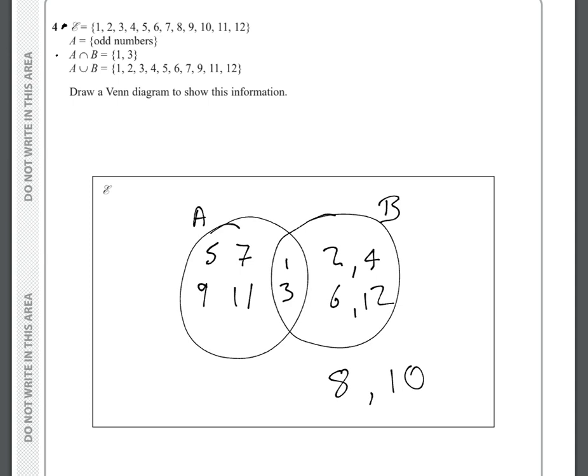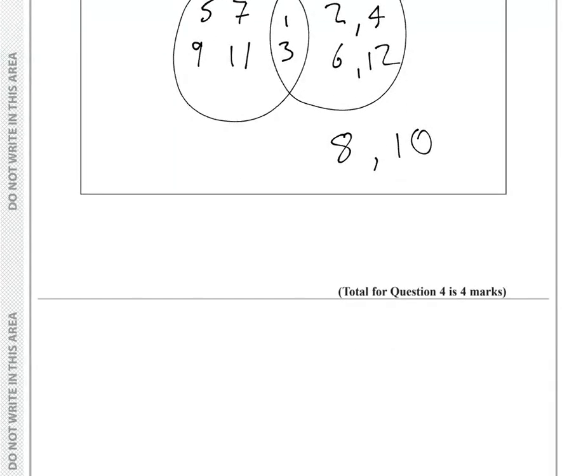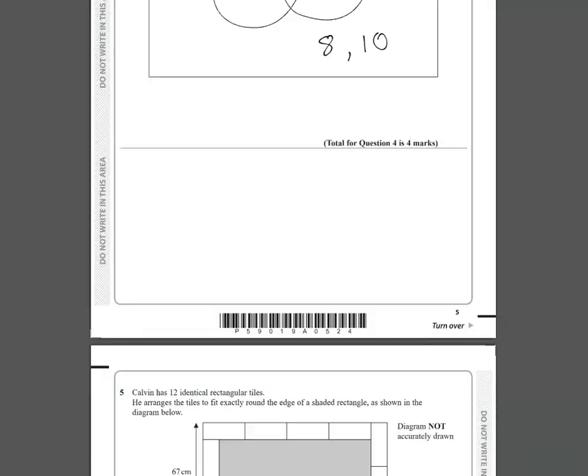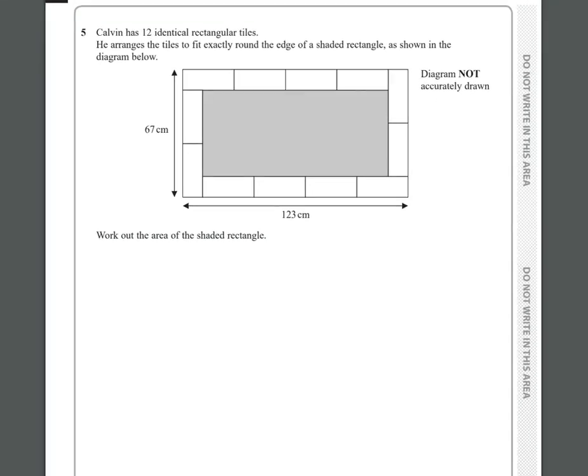So there we go. So we've got all the numbers 1 to 12 in the box. A is only odd numbers. B is the things that aren't in A but are in that A union B, and 8 and 10 are everything else. There we go.